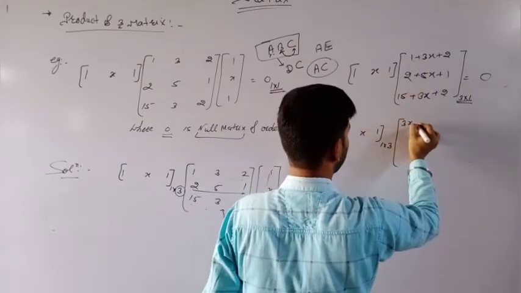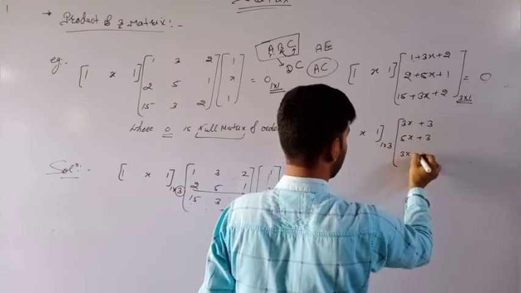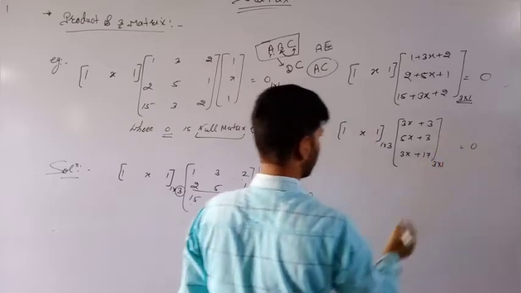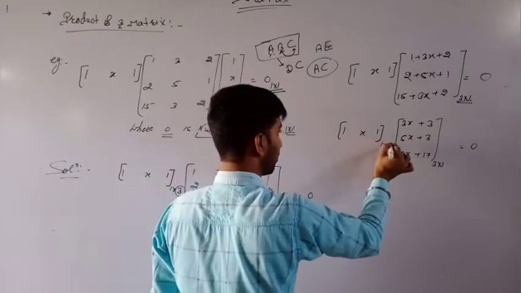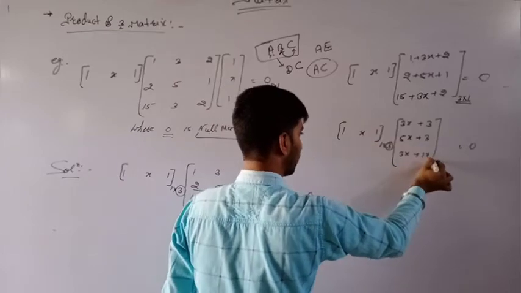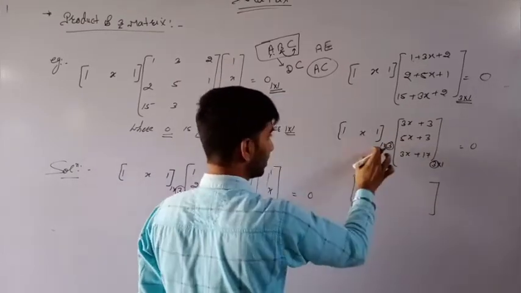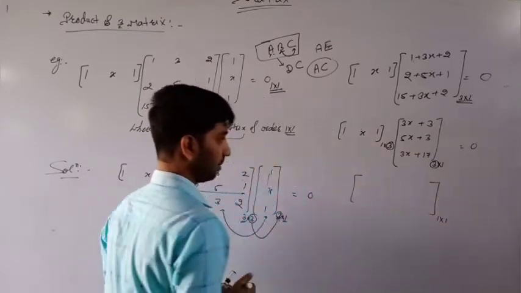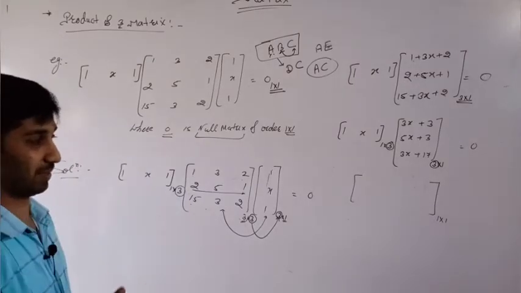So the first matrix of order 1 cross 3, 1 row 3 columns, multiplies the resultant, which is 3x plus 3, 5x plus 3, 3x plus 17, of order 3 cross 1, equal to 0. If we want to multiply these two matrices, the number of columns in the first matrix equals the number of rows in the second, and the resultant is a matrix of order 1 cross 1.